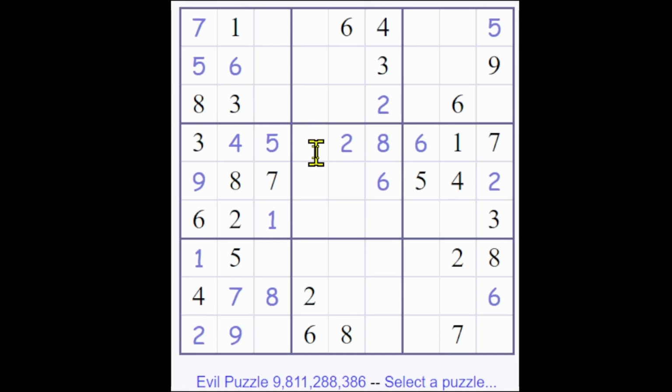This cell must now be a 9. These 2 cells, of course, have to be a 3 and a 6, and there's a 6 already here, so the 3 goes here and the 6 here.